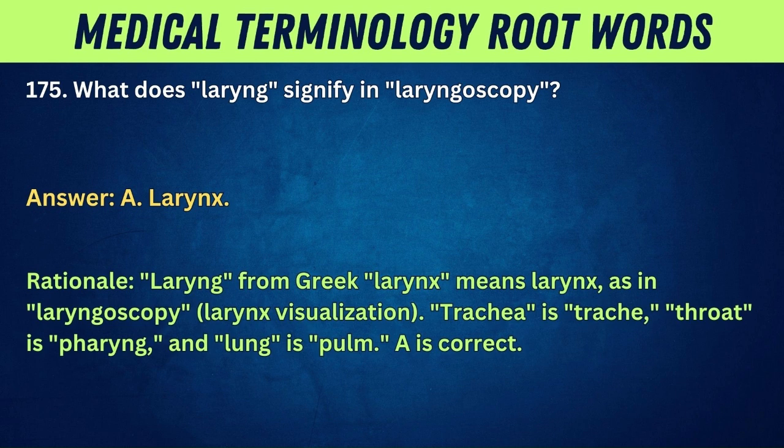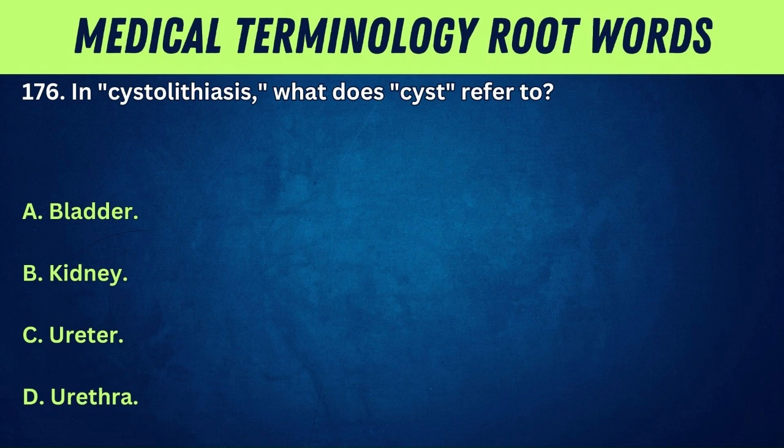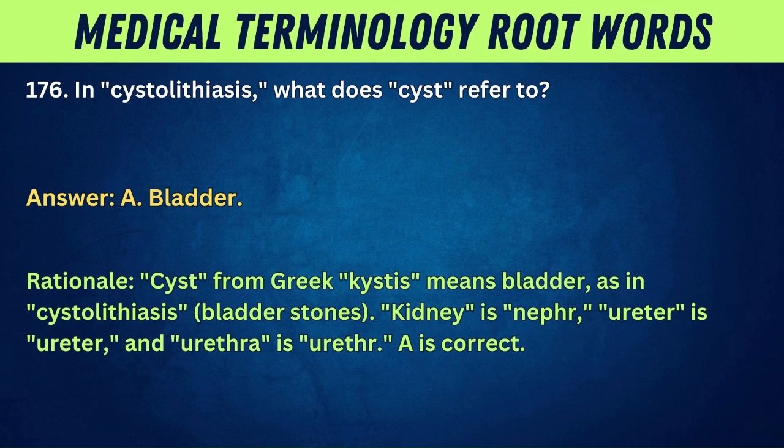A is correct. 176. In cystolithiasis, what does cyst refer to? A. Bladder. B. Kidney. C. Ureter. D. Urethra. Answer: A. Bladder. Rationale: cyst, from Greek kystis, means bladder, as in cystolithiasis, bladder stones. Kidney is nephr, ureter is ureter, and urethra is urethr.